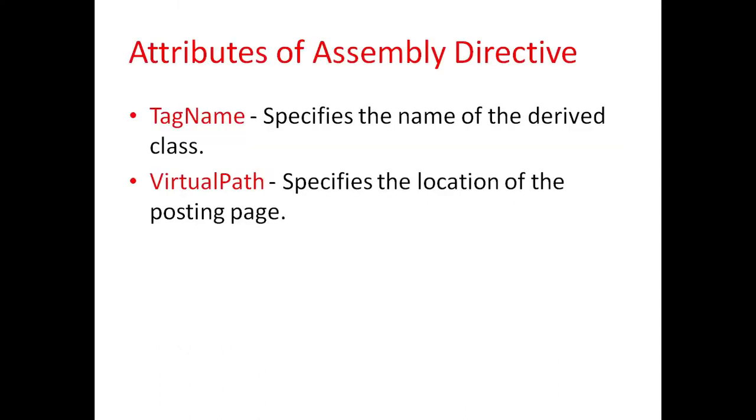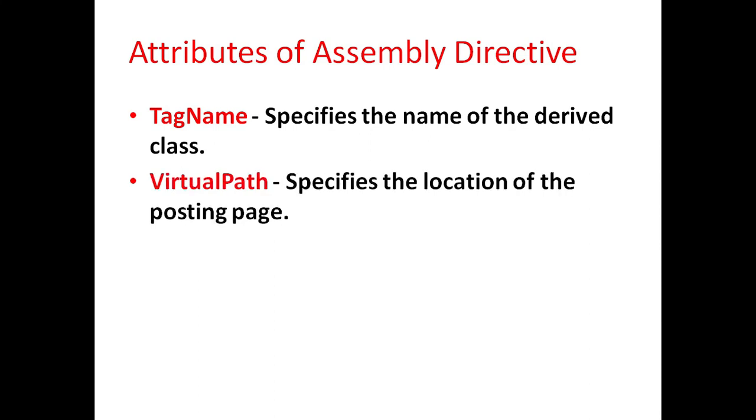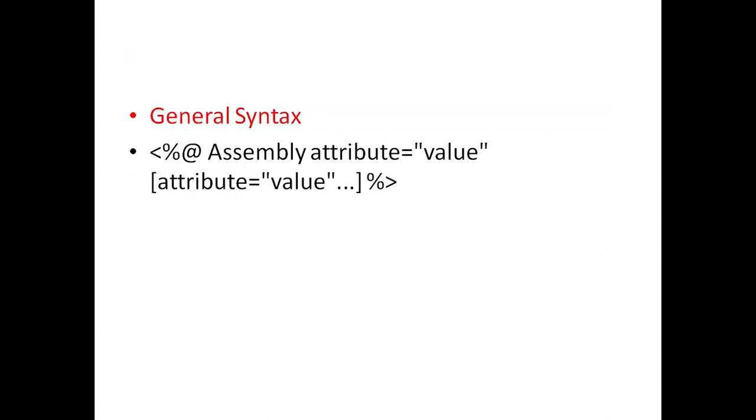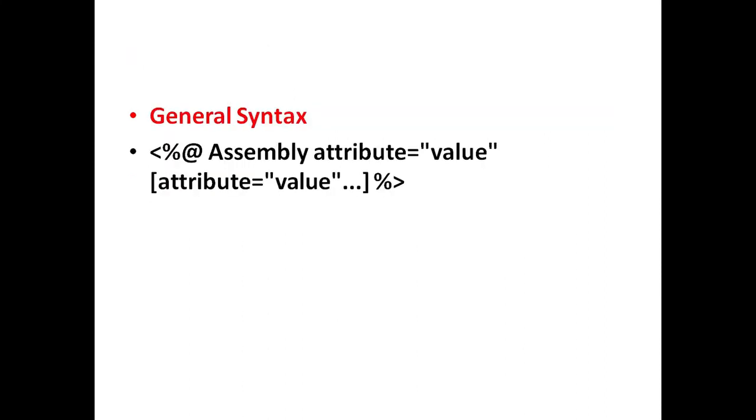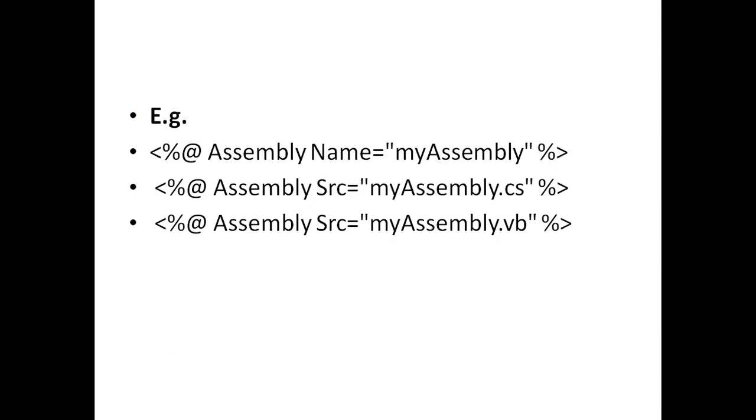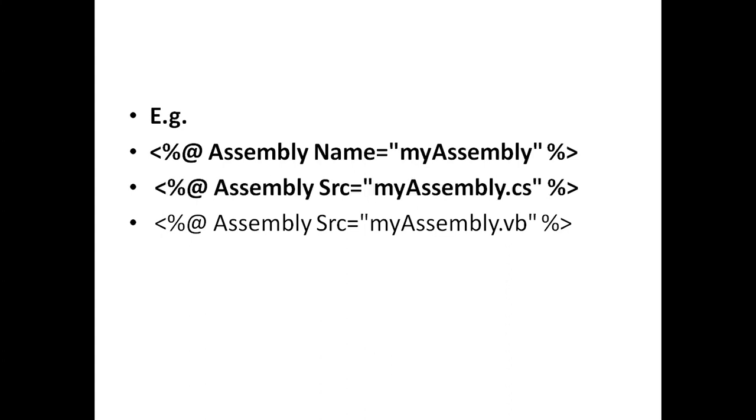Different attributes of assembly directives are tag name, which specifies the name of the derived class, and virtual path, which specifies the location of the posting page. General syntax is assembly, attribute and its value. For example, assembly name equal to myassembly, assembly src equal to myassembly.cs, assembly src equal to myassembly.vb.